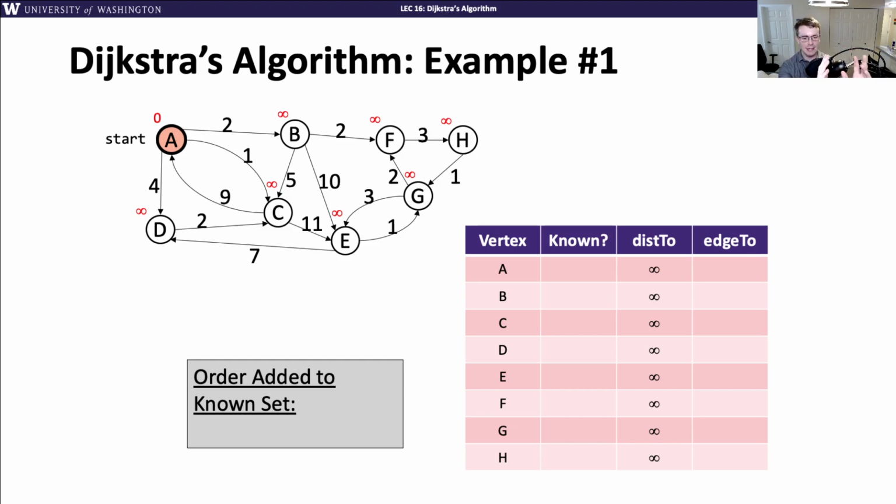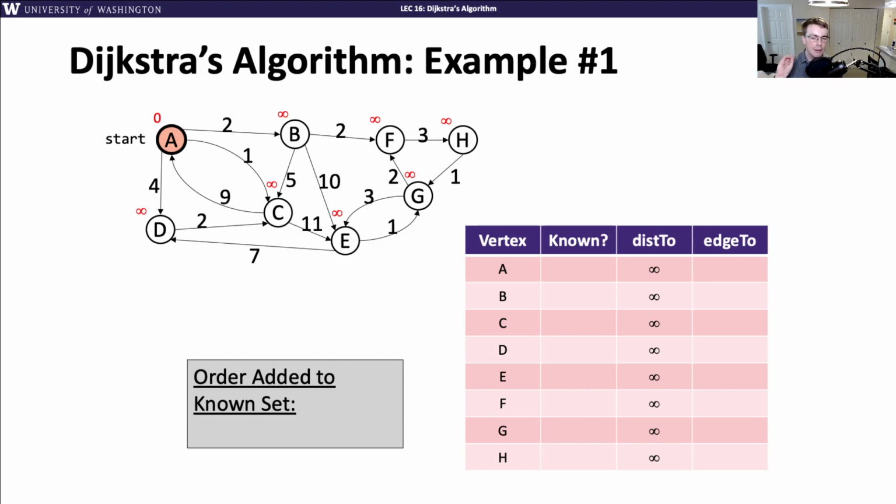In the bottom right down here, I have a table. What this table is doing is keeping track of the state of all of those data structures we initialized at the beginning: the known set, the distance to map, and the edge to map. You don't necessarily need to think about them as one big table, but it's useful, when trying to do this by hand, to have everything in one place.